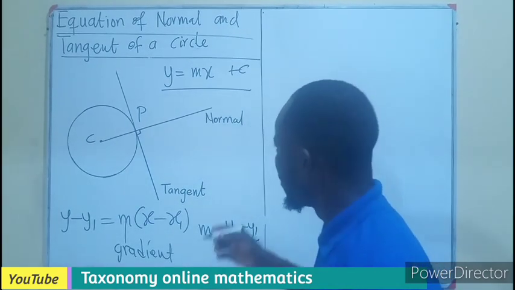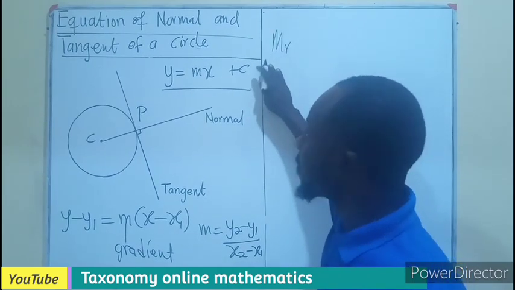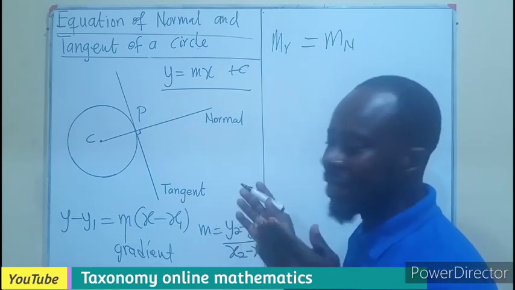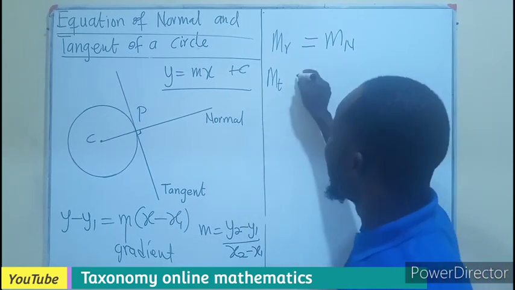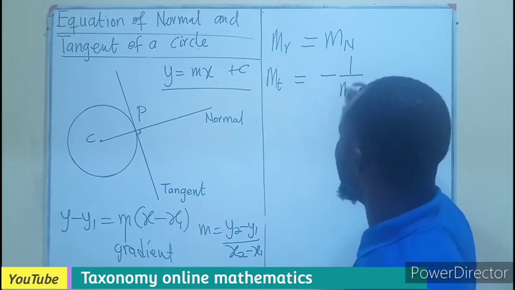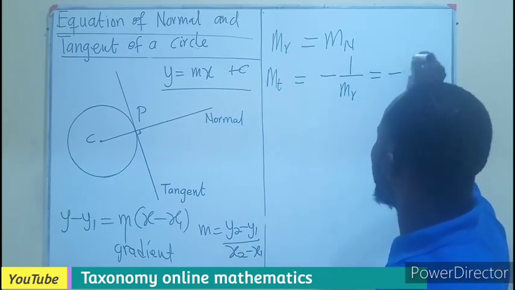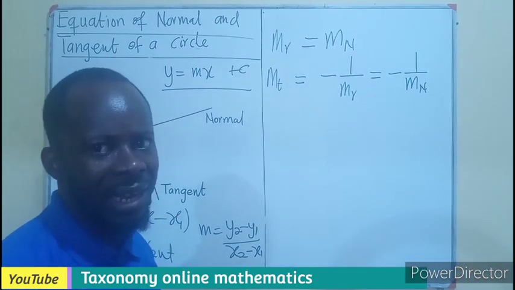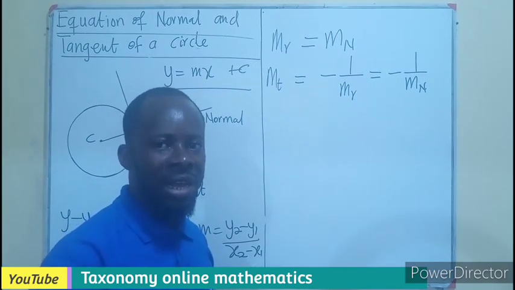So what we mean is that if we represent mr as the gradient of the radius, which is also the same as the gradient of the normal, then using mt to represent the gradient of the tangent, that will give us the negative reciprocal of the gradient of the radius, which is the same as the negative reciprocal of the gradient of what? The normal. But as I said earlier, we can also say the product of their gradients must give us what? A negative one.